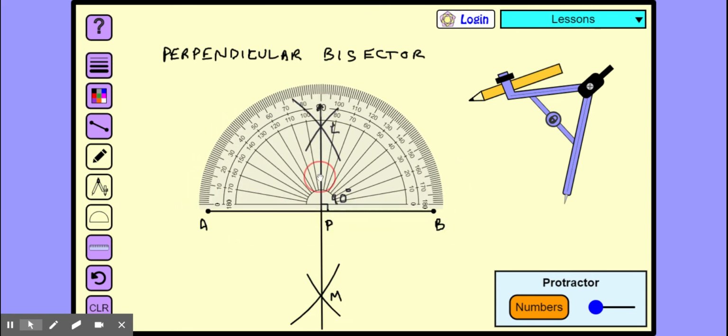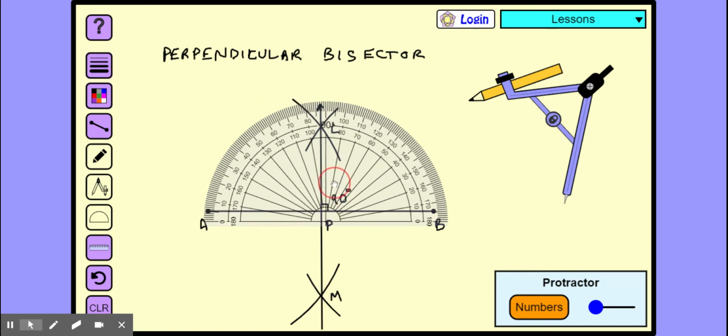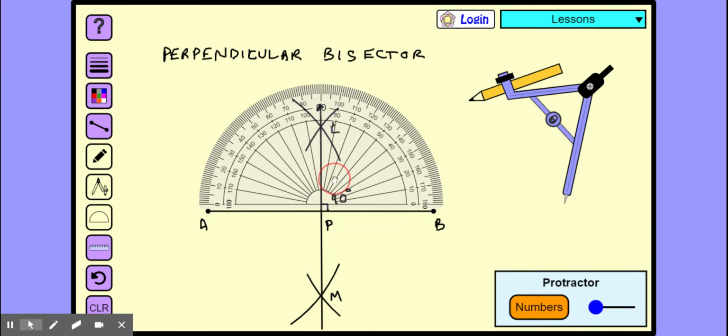So you take the protractor. Now, this given line, if you see, is exactly 90, right? So that's exactly 90.